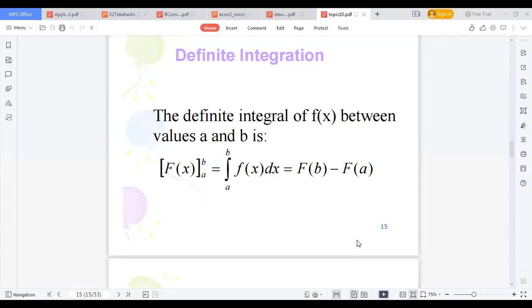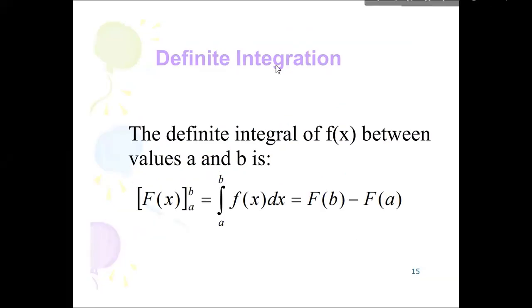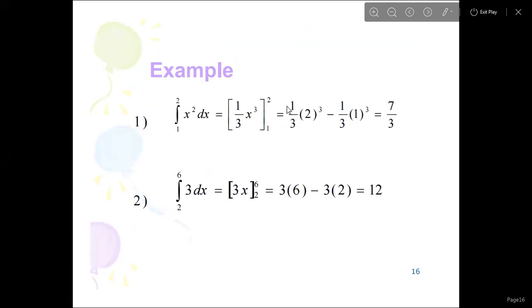Before starting, what is definite integration? You must know the definite integral of f of x between the values a and b is indicated by this formula. F of x is the original function, and after integration we put in the lower limit and upper limit. It indicates this area, and it equals F of b minus F of a. This is the definition, and this is a simple problem of how to find a definite integral.